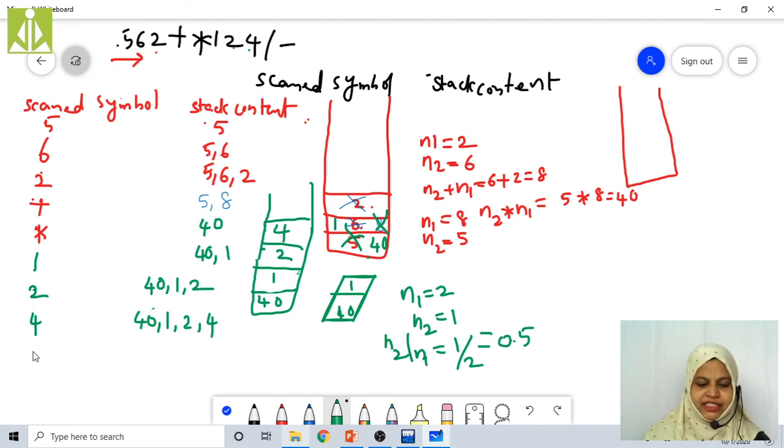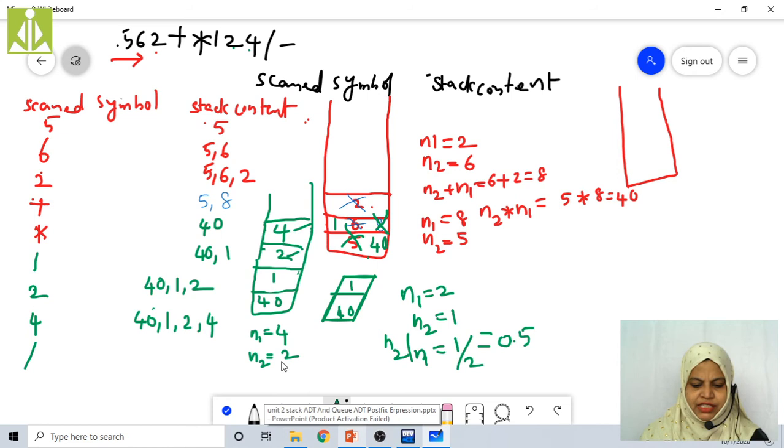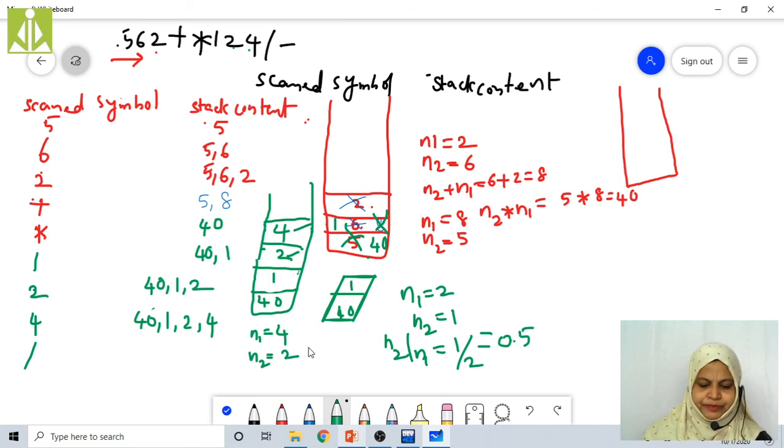Now you have to take the divide symbol. Divide is an operator, so you have to delete the top two elements. The top two elements are 4 comma 2. So my n1 is 4, n2 is 2. Now you have to perform the operation: n2 divided by n1. So what is my n2 value? Here n2 divided by n1, so 4 divided by 2, that is 2.